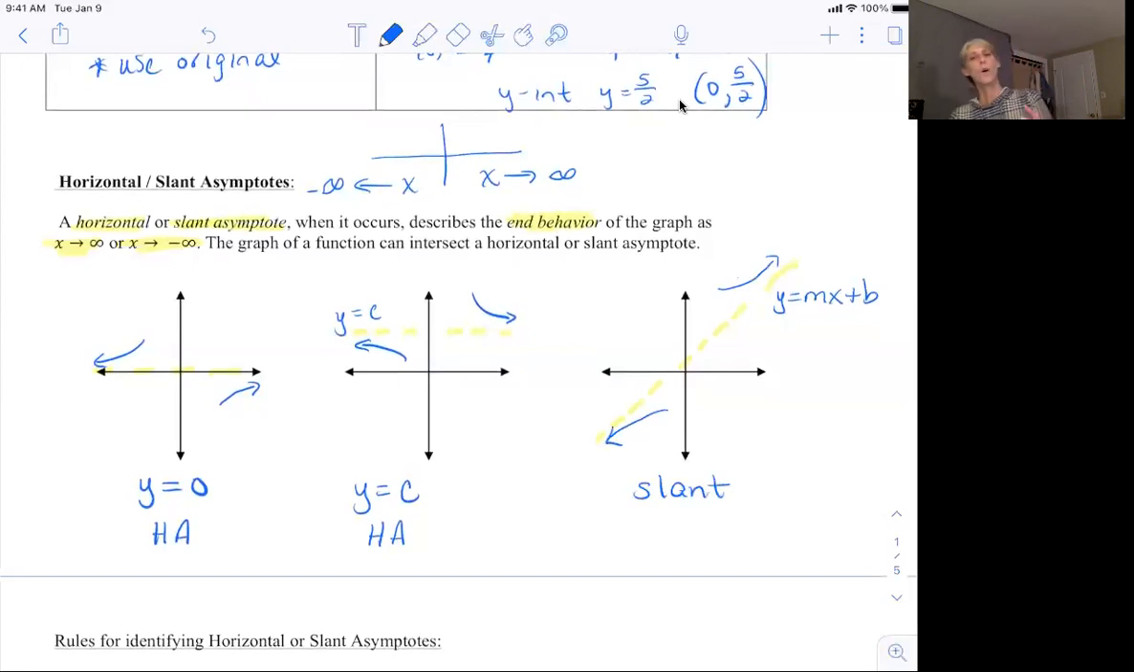And based on what's going on in the original function, that's going to determine whether your horizontal asymptote is 0, whether it's some number, or whether it's slanted. Okay.